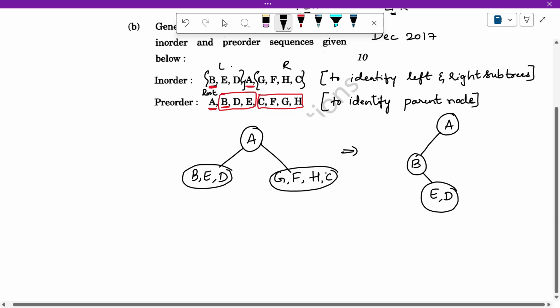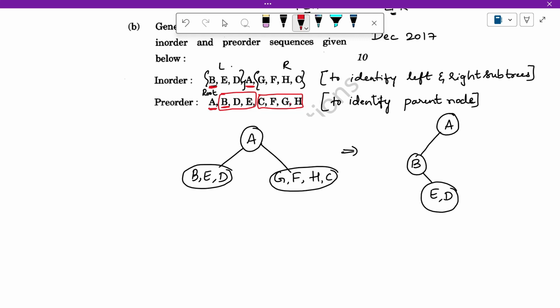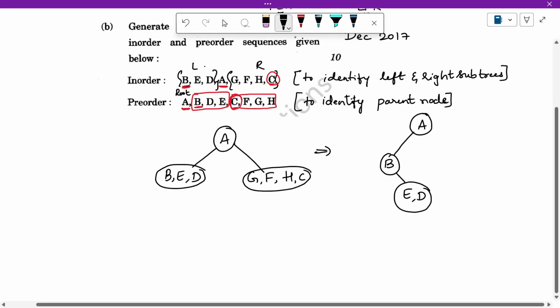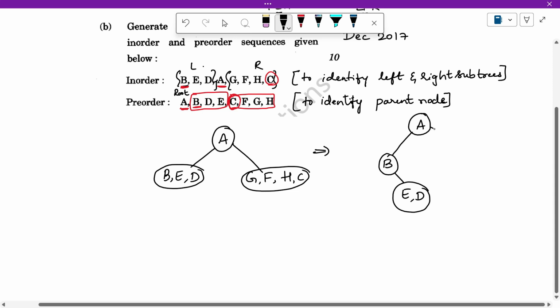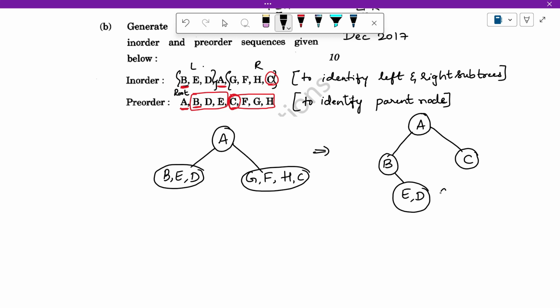Now the same thing we will do for the right subtree. In the right subtree among G, F, H, C, identify the preorder traversal to find out which is the parent node. The parent node is the first one in this group, which is C. C is the parent node, and here you mark C. All the remaining elements are to the left of C, right? Therefore, they are all the left subtree of C. So the parent node is C, and G, F, H, all three nodes come in the left subtree of C.